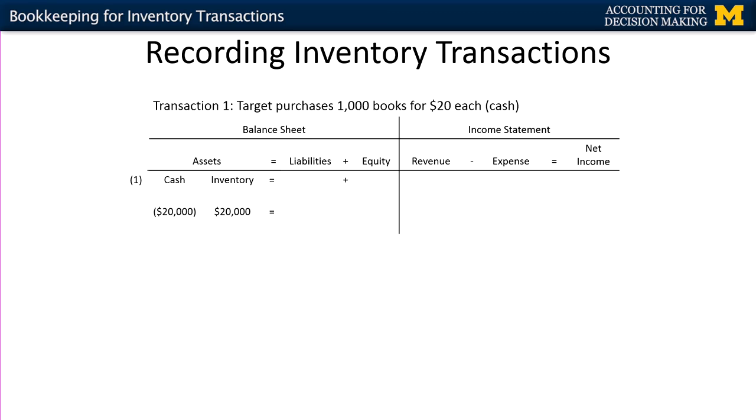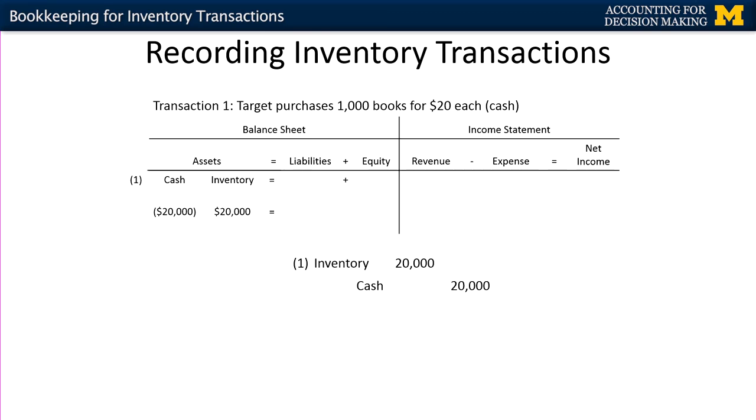It changes your assets. You've taken one asset, cash, and gotten rid of that, and transformed it into another asset, inventory. You can see it here using the balance sheet equation. Our overall asset number hasn't changed at all. The net impact is zero. We've just transformed the composition of our assets.